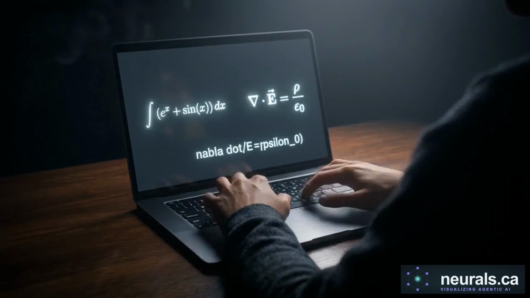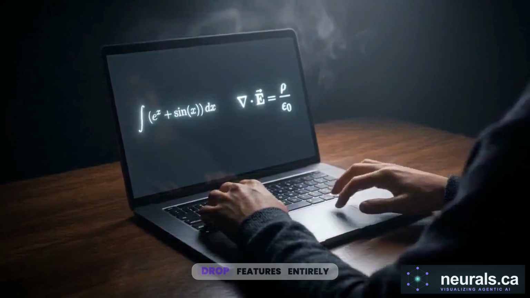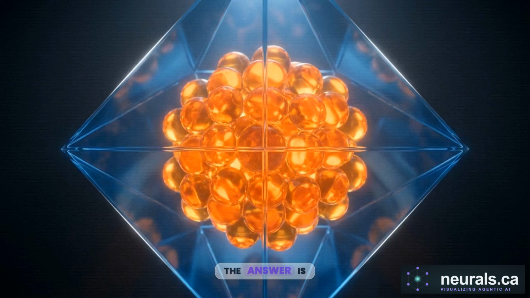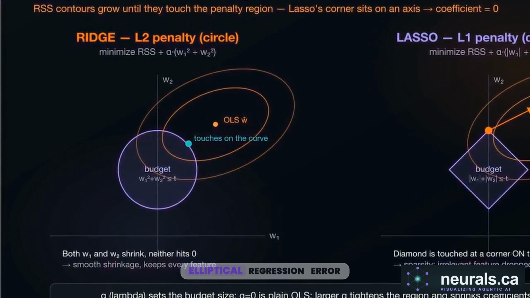Why would swapping a squared penalty for an absolute value penalty physically force the math to drop features entirely? The answer is geometry. That algebra creates a literal physical constraint that dictates exactly how the algorithm is allowed to consume data. This graphic shows the geometric mechanics of both algorithms side by side. The mathematical penalty acts as a physical boundary, a strict budget, that the expanding elliptical regression error contours are not allowed to cross. Look at the left panel.